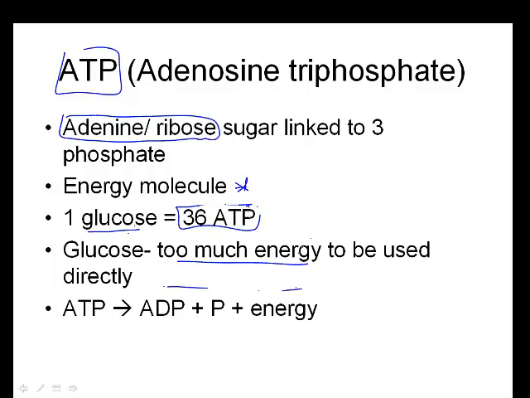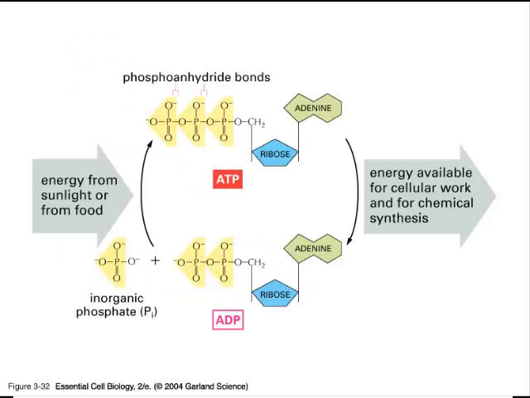And here's the chemical reaction. ATP gets broken down into adenosine diphosphate and a single phosphate. And when that bond is broken, it releases this energy. Okay, so that's it.